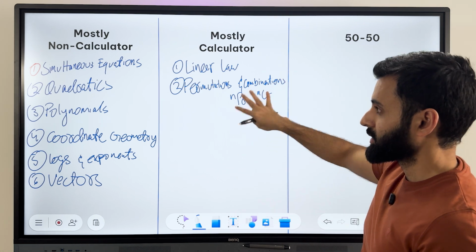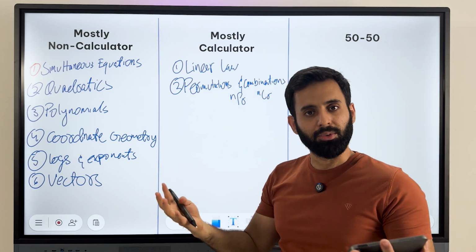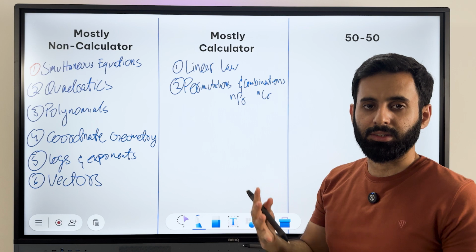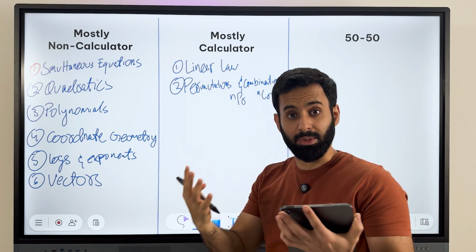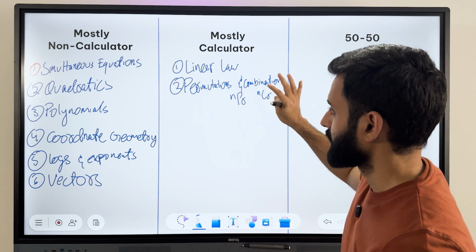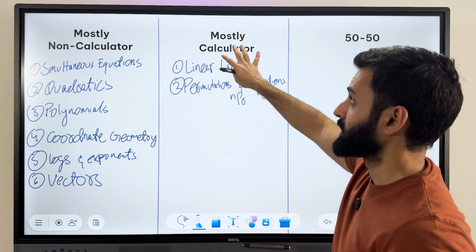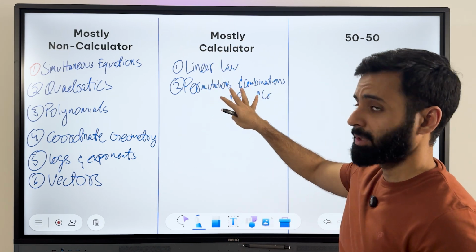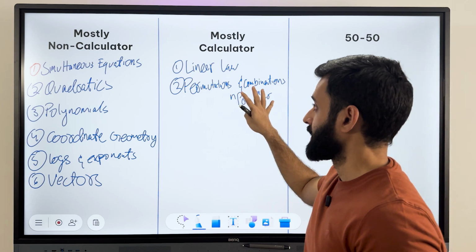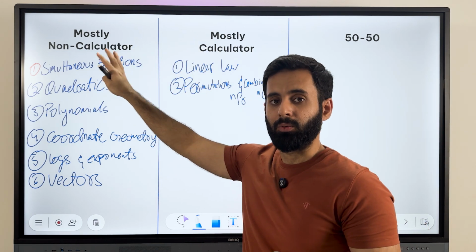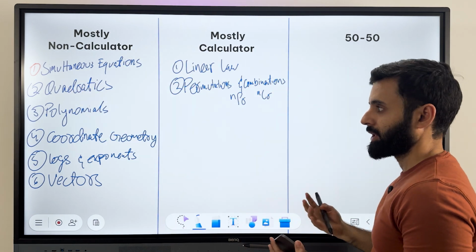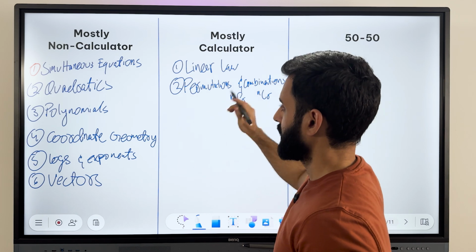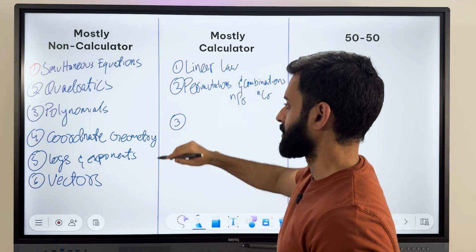But mostly, because the values are so big, if you've done permutation and combination questions, the answers that we get are sometimes in thousands, sometimes even in millions. So that is why you need a calculator. But like I said, this is mostly calculator, not entirely calculator. There are some concepts in permutations and combinations that might actually swing in paper 1, where you're not allowed to use a calculator. But mostly it's a calculator topic.